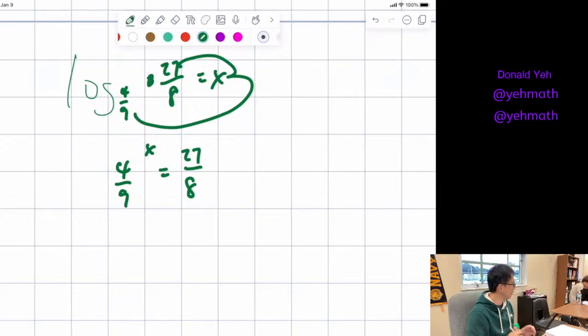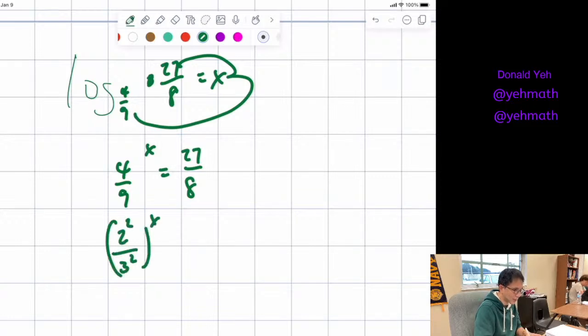Then you ask, do they have a common base? Not directly, but you have to learn how to adjust to the question. The question is (4/9) to the x equals 27/8. So 4/9 is equal to 2 squared over 3 squared, so (2/3) to the 2x equals 27/8. Does that make sense?